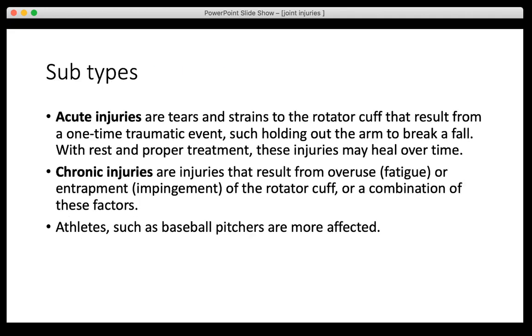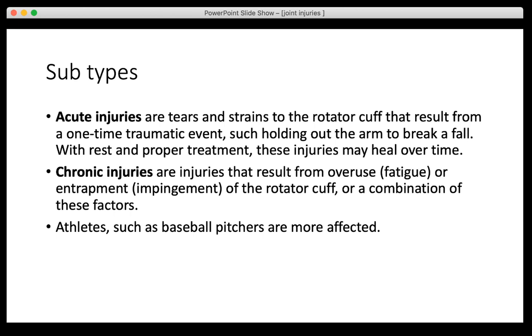It is also of two subtypes, rotator cuff injury. Some of them are acute injuries which heal by themselves over time. Acute injuries are tears and strains to the rotator cuff ligament that result from one-time traumatic events such as holding out your arm to break a fall. But these kinds of acute injuries get okay after some time with some icing or alternate water treatment, so you can get rid of these.